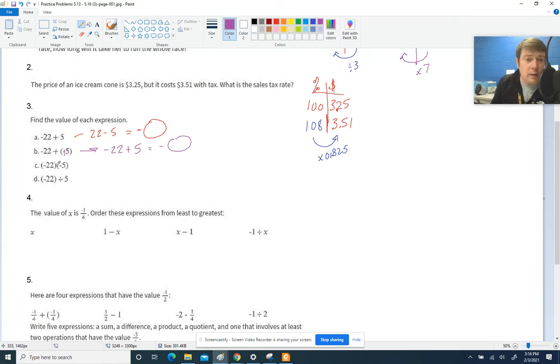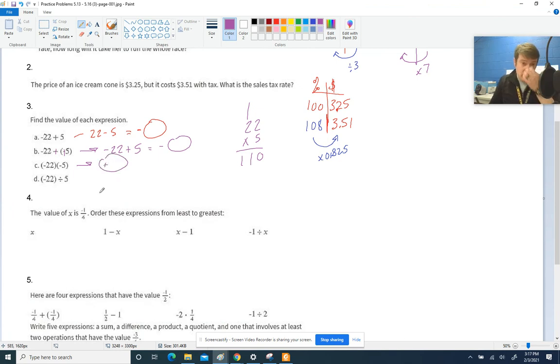On the next one, we got negative 22 times negative 5. Well, you got to do 22 times 5. And, of course, that's going to give you 110, but a negative times a negative is a positive 110. So you know that that's going to be positive.